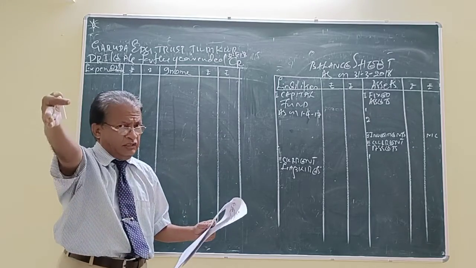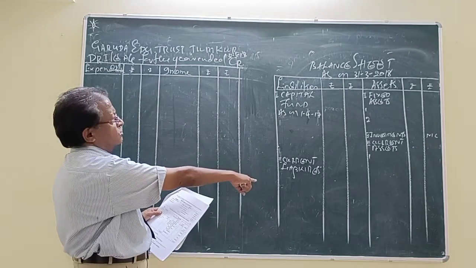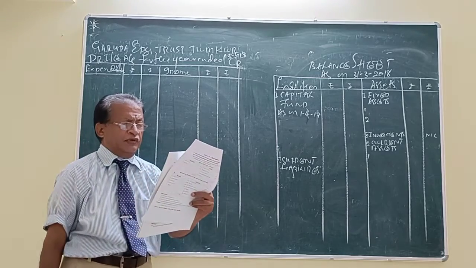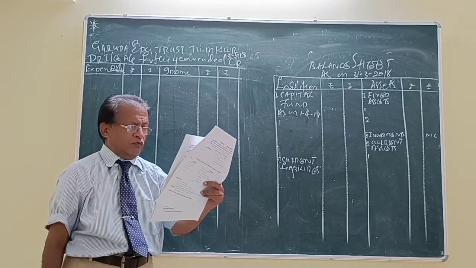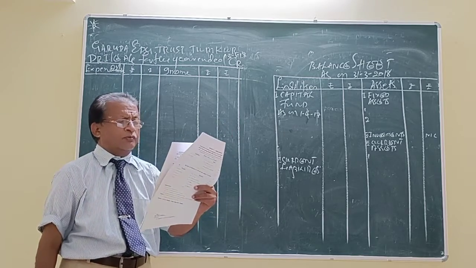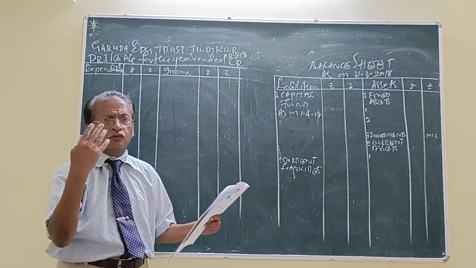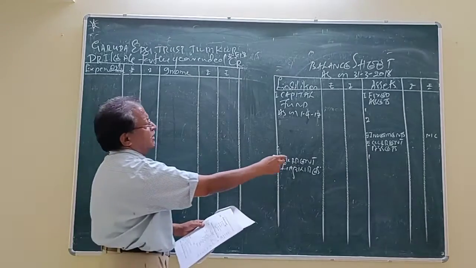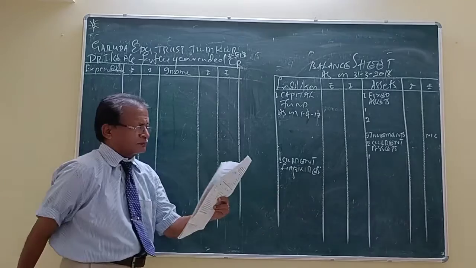2018-19 belongs to the next year, therefore it will be shown in the balance sheet at the liability side in current liabilities. Entrance fees, there is one adjustment. What is it? 50% of entrance fees should be capitalized. Total amount is 8,000, 50% is equal to 4,000. 4,000 is credited to income and expenditure account, and the remaining 4,000 is added to the capital fund.